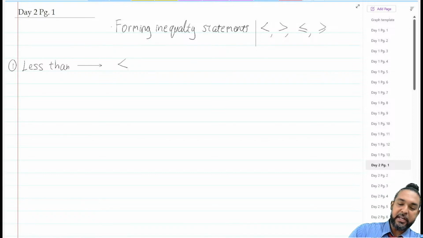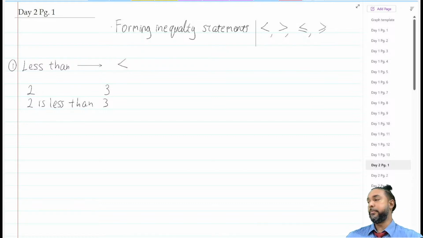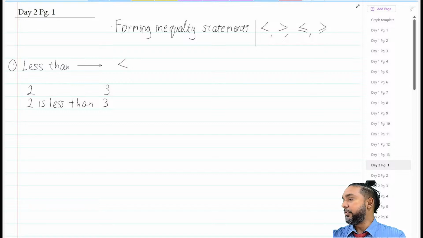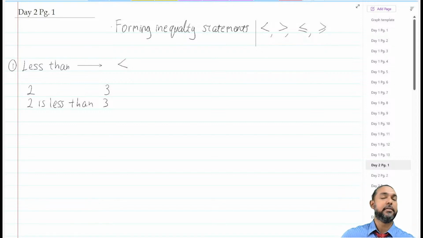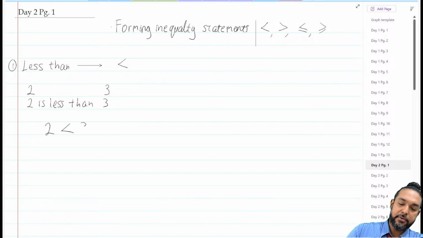Okay? So if I put a 2 here and a 3 here, would you agree if I wrote the following here, 2 is less than 3? Would you consider that to be an accurate statement? Yes. Okay, cool. So what this symbol allows us to do is replace these three words with one symbol. As they say, a picture paints a thousand words. So we could actually rewrite this in this form: 2 is less than 3.